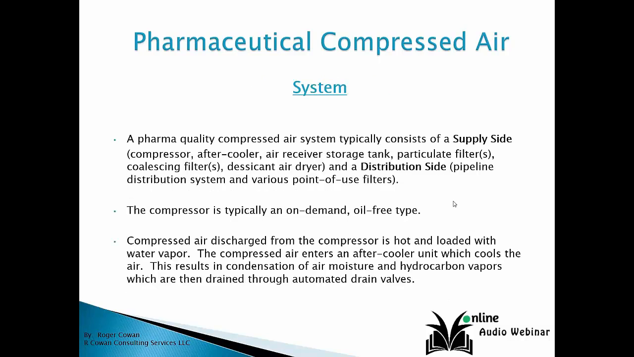Now, when you're talking about a pharmaceutical quality compressed air system, it typically consists of a supply side and a distribution side. Supply side consists of equipment like compressors, aftercoolers, the air receiver storage tank, particulate filters, coalescing filters, and perhaps a desiccant air dryer. The distribution side of a system consists of the pipeline distribution as well as the various point of use filters.